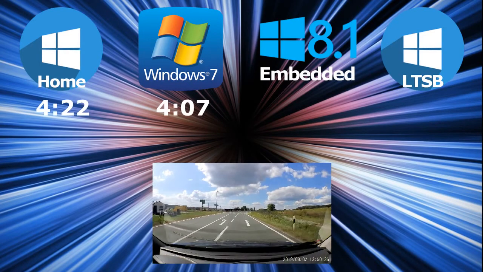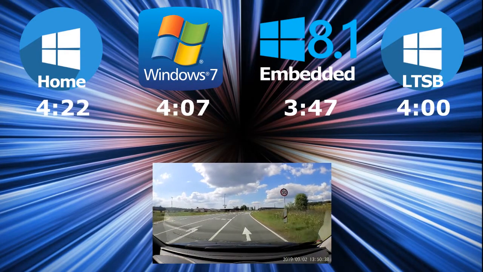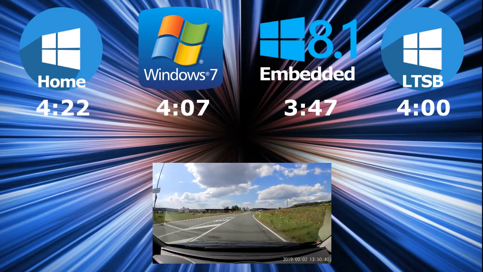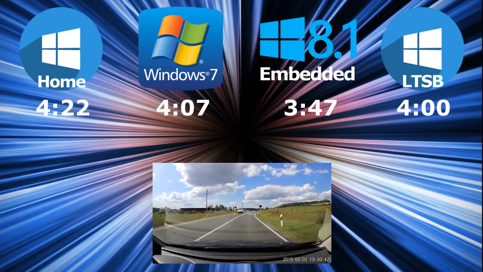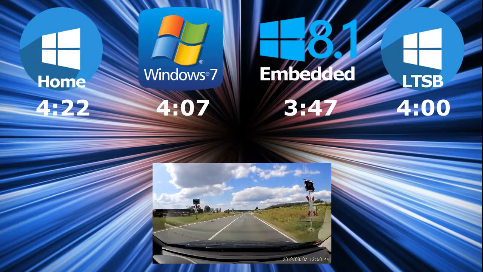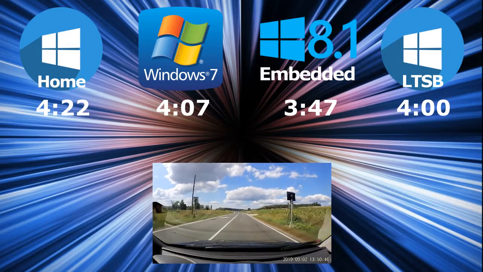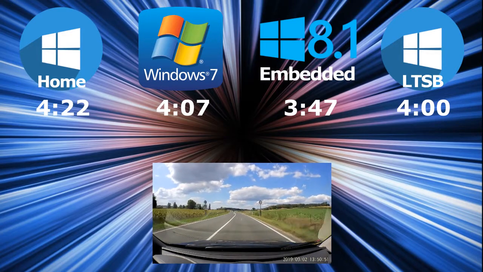And here are the results. The Home 10 beat the problem in 4 minutes 22 seconds. The 7 in 4 minutes 7 seconds. The 8 had the best result in 3 minutes 47 seconds. And the LTSB exactly 4 minutes.